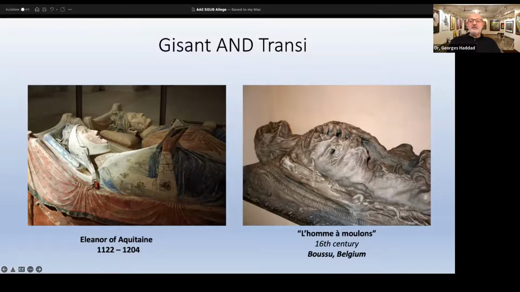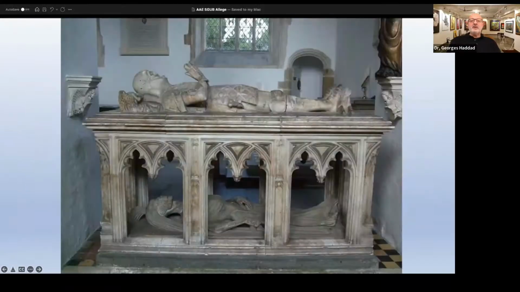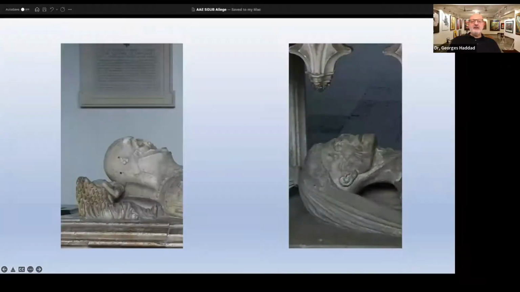And if you wanted to tell both these stories, you would put a gisant above and a transit below. So if you look at this, you will see in the gisant how he wants to be remembered, and in the transit, how he fears to end up. And this is from the monument of FitzAlan, who died in 1435.